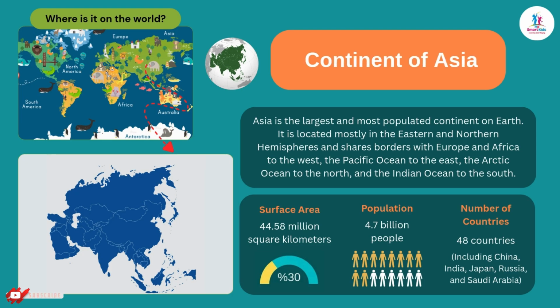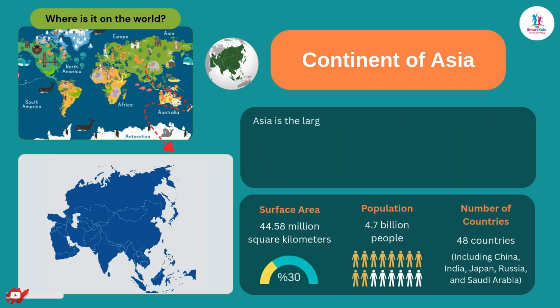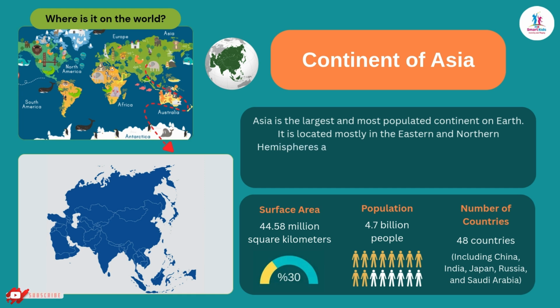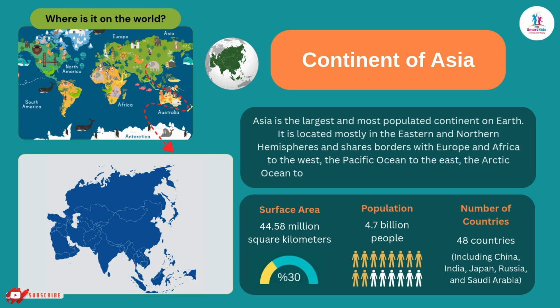Continent of Asia. Asia is the largest and most populated continent on Earth. It is located mostly in the eastern and northern hemispheres and shares borders with Europe and Africa to the west, the Pacific Ocean to the east, the Arctic Ocean to the north, and the Indian Ocean to the south.